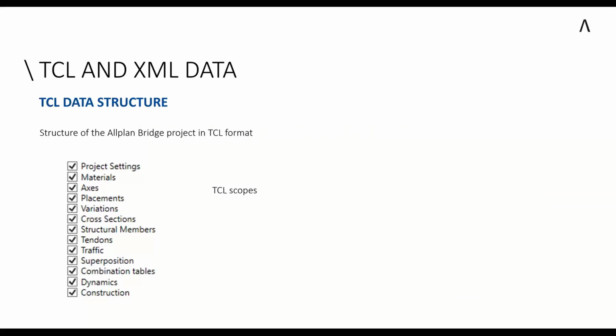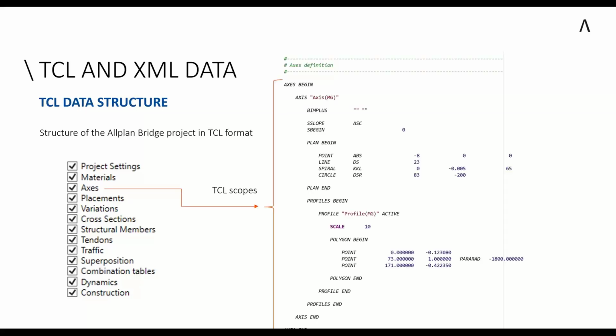Now let's talk a bit about the TCL structure. So let's say now I have a project and I've exported my whole database into this TCL file. Then it will look like this. So I just picked out a part of the TCL file, right? So let's say it structures into particular scopes. So it starts with the project settings, with the materials, and then here we come to the axis. So this, what you see here, is just a part of this script file, which shows the axis definition.